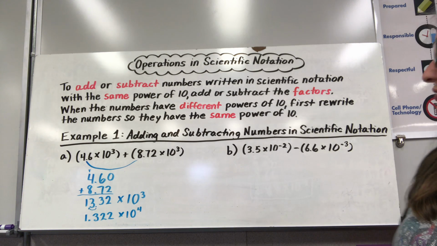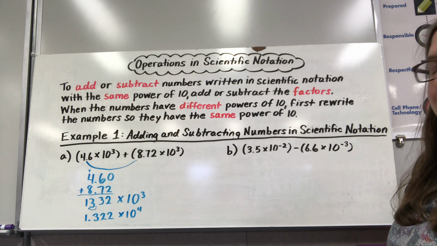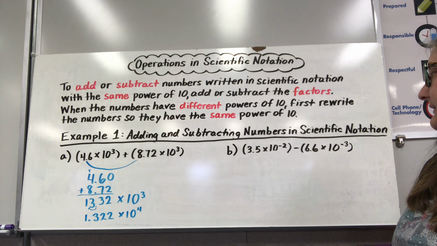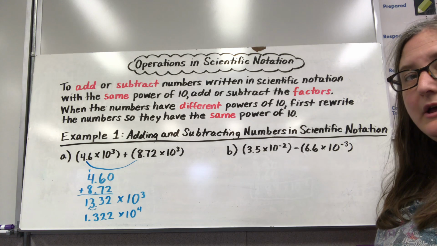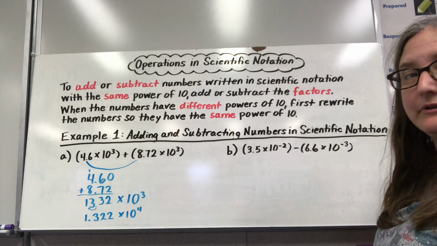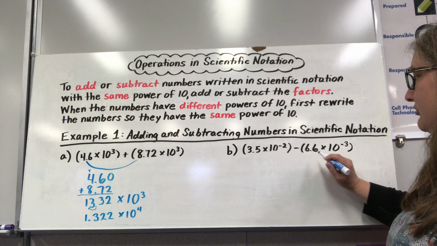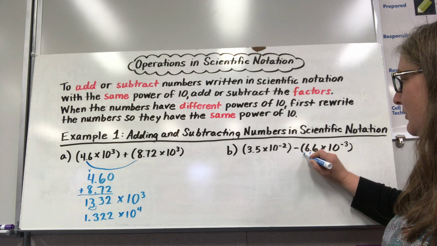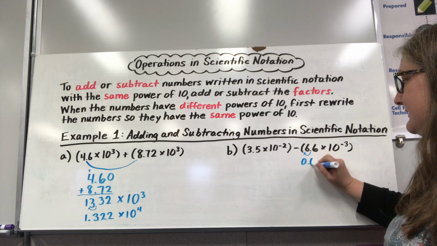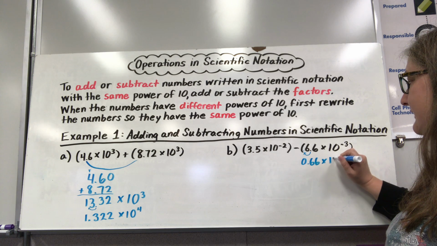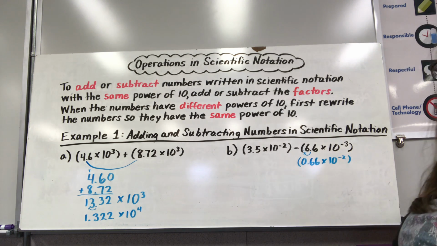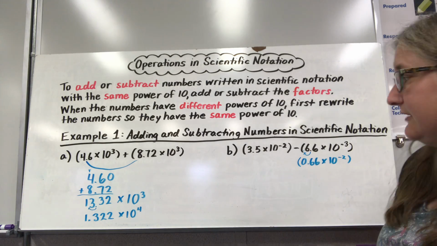Let's take a look at this subtraction problem. I'm doing 3.5 times 10 to the negative second power minus 6.6 times 10 to the negative third power. Now these are both small numbers, but they don't have the same power of 10. So I'm going to change this one by moving my decimal over one spot, making it a smaller number. It's going to become 0.66. But since I already made it a little bit smaller, my power goes to 10 to the negative second.